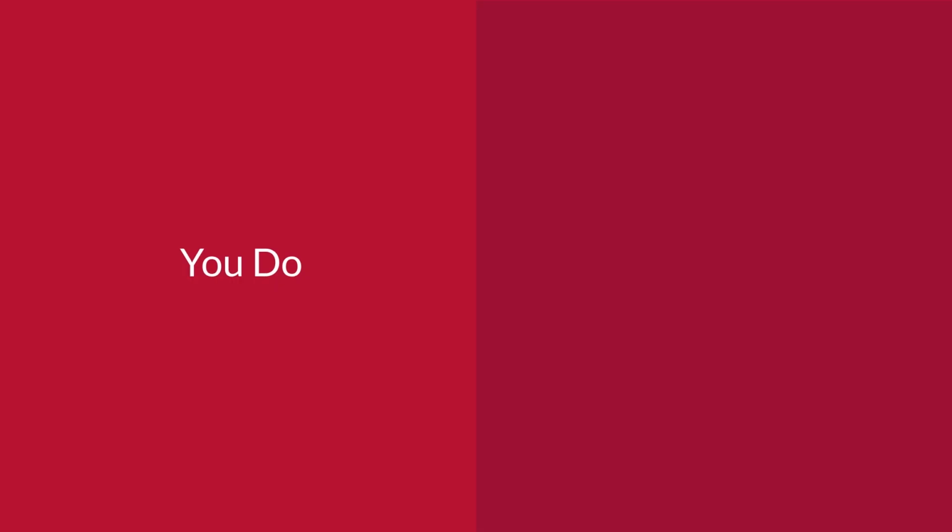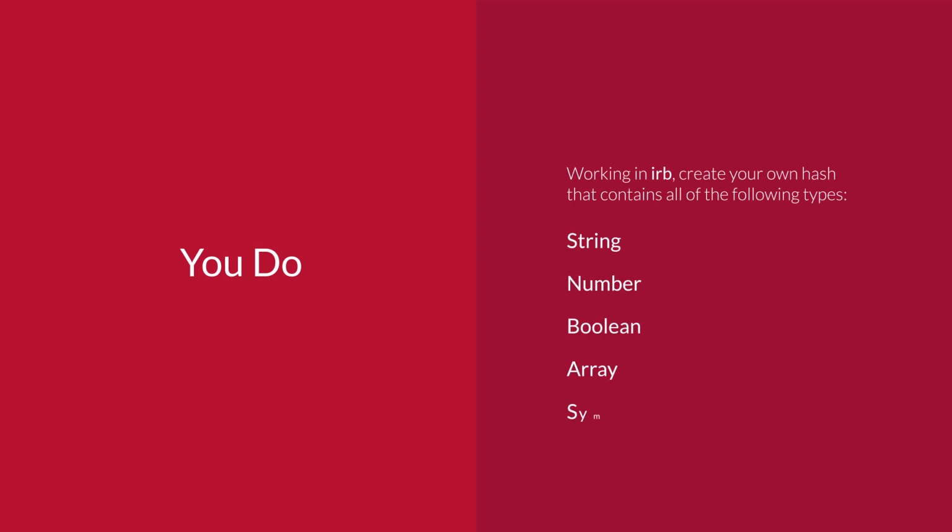Now, using everything we just went over, work in your own instance of IRB and create a hash that contains all of the following types. It needs to hold strings, numbers, booleans, arrays, and symbols.